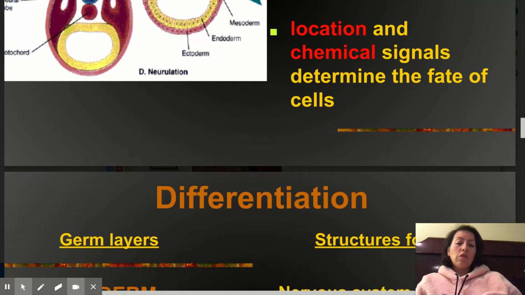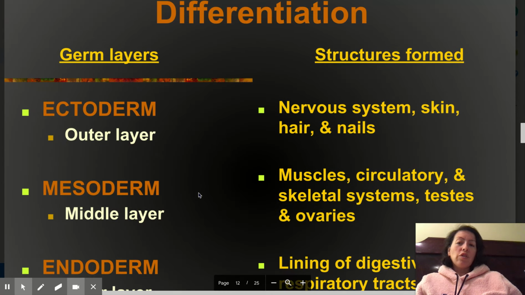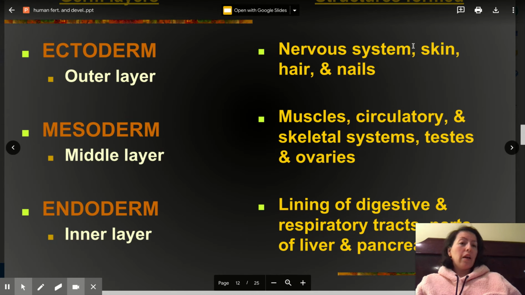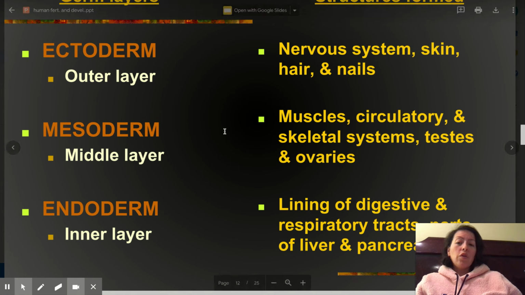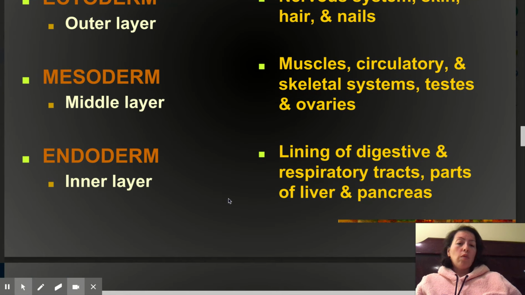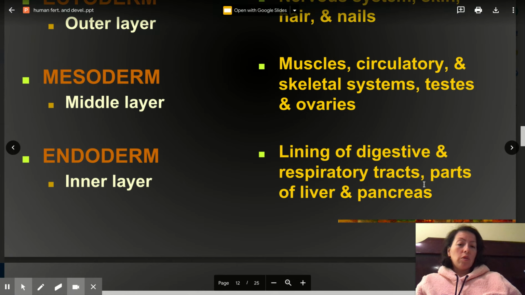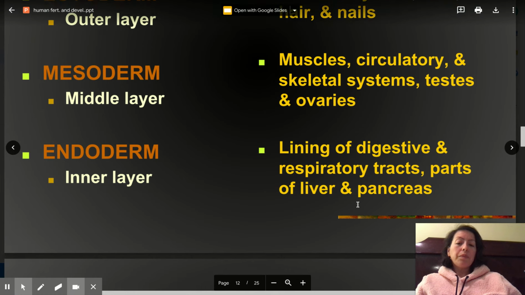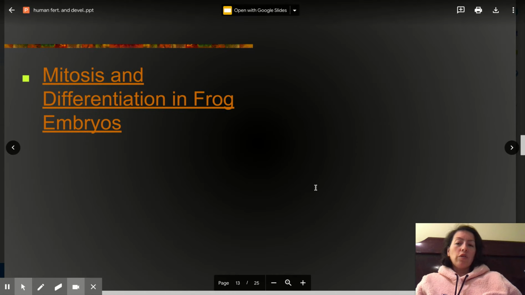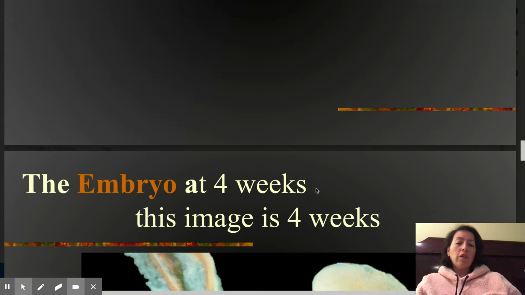So the next slide shows you what the different layers actually become. So the ectoderm, or the outer layer, will form your skin, obviously, because that's on the outside. Some of your nervous system, hair, nails. Your mesoderm forms your muscles, circulatory system, testes, and ovaries. And the endoderm forms some of the innermost organs, lining of the digestive and respiratory tracts, liver, and pancreas. Now, I don't know if that actually works. You can try to click on that to see the frog embryos. If not, you can look at it in YouTube.